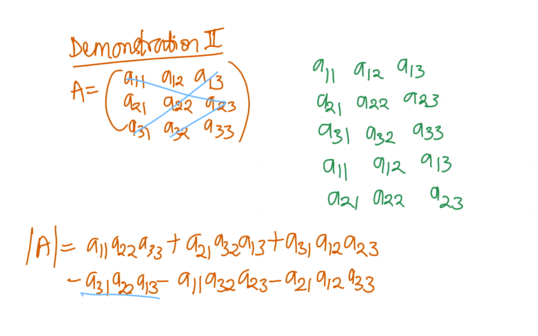All you need to do in this case is to write the normal matrix, the 3 by 3, like this. Then you continue by writing the first two rows afterwards.